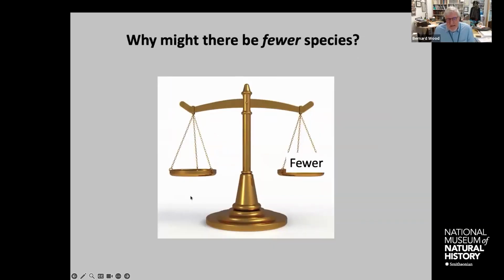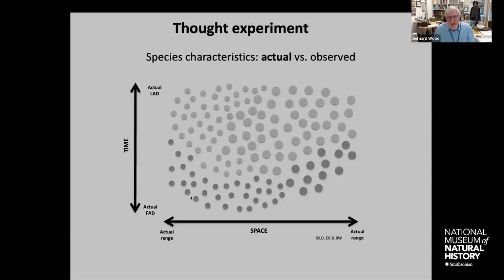Next slide. Why might there be fewer species? The image of the scale now has a label, fewer, on the right dish. So why might there be fewer species? Well, if you just think about this, the thought experiment. Next slide. Text. Thought experiment. Species characteristics. Actual versus observed.